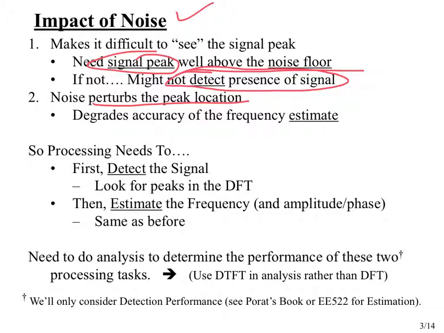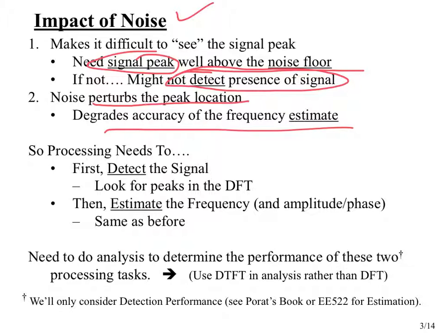So estimating the frequency of a received sinusoid in the presence of noise is kind of a bread and butter DSP process. But the noise may actually perturb where the peak location is. So when we pick off the peak location, it's not exactly where it would be in the absence of noise. And so we lose some accuracy in our frequency estimate. And the stronger the noise is relative to the height of the peak, the worse that frequency estimate will be.